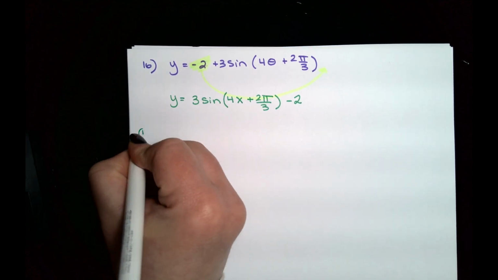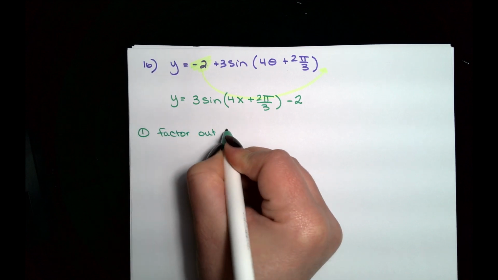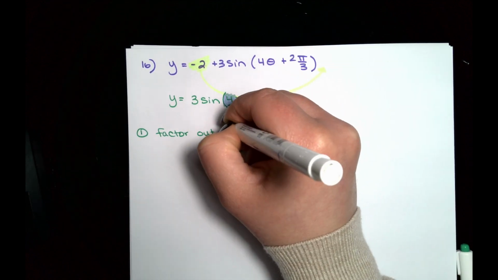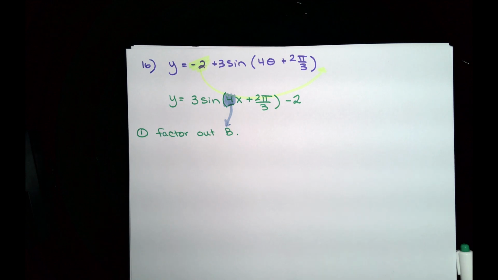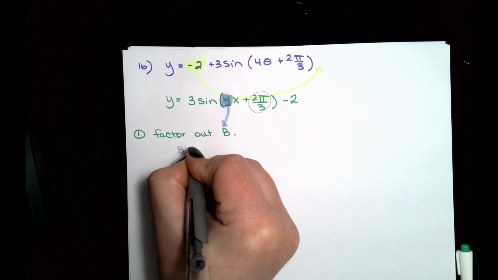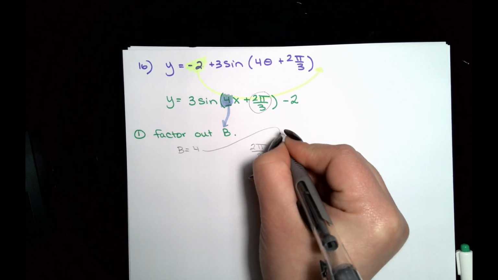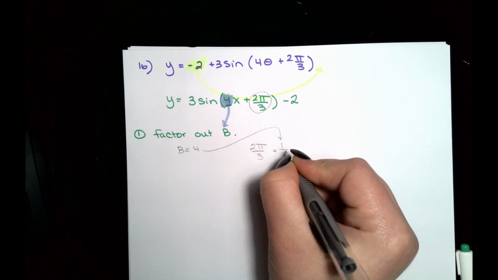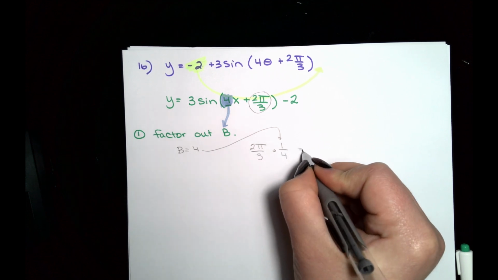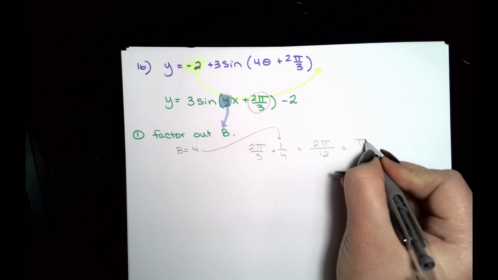Step number 1, we're going to factor out b. B is the number in front of x. And the trick with b is you're going to multiply this value right here by its reciprocal. So if b is 4, the reciprocal of 4 is 1/3. Sorry, it's been a long day. All right, 2 pi thirds, the reciprocal of 4 is 1/4. That is what I'm going to be multiplying by. So I get 2 pi, 4 times 3 is 12. Simplify that, I get pi 6.